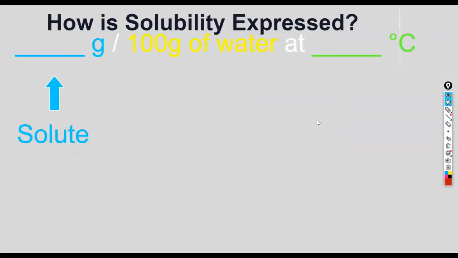Okay, so the way we express solubility is kind of complicated, and this might be hard to see in your notes, so I apologize. The way solubility is expressed is some number, and we don't know the number right now, it depends, but some number of grams for every 100 grams of water at one specific temperature. Every time you look at a solubility, it's going to have these three parts: this many grams for 100 grams of water at this specific temperature, this many degrees Celsius.